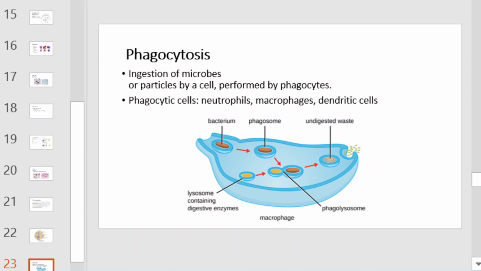Phagocytosis is the ingestion of microbes or particles by a cell performed by phagocytes. Phagocytic cells again include your neutrophils, macrophages, and dendritic cells. This is an illustration of the process of phagocytosis, transcytosis, and eventually exocytosis, where undigested waste is expelled from the cell.